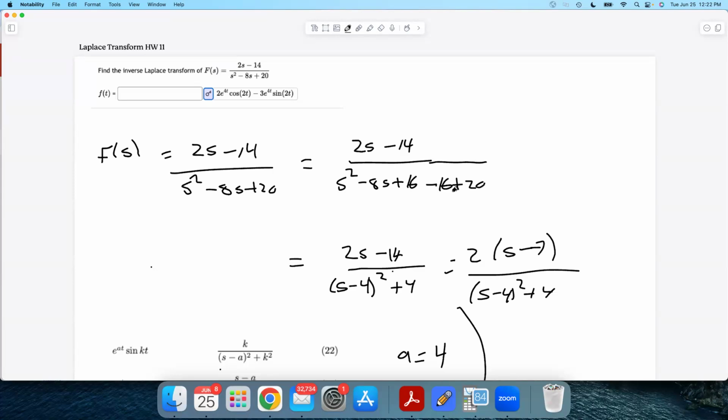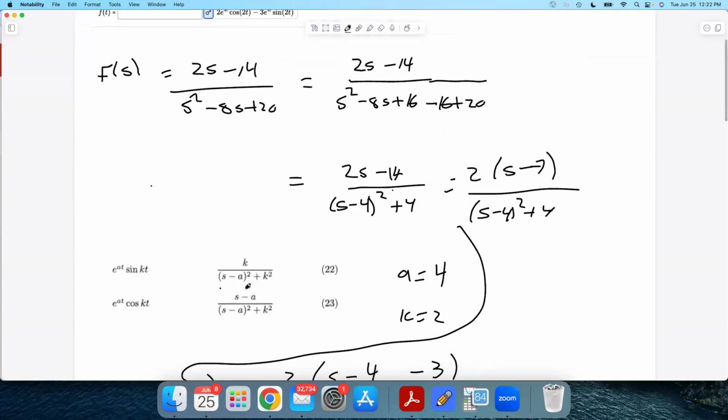And then I just add those together. -16 plus 20 is 4. Why am I doing that? Because I'm trying to fit these two different forms here. So I look at what I have. I know I've got to fit these two forms. And I'm going to end up with a sine and a cosine term in this particular problem.